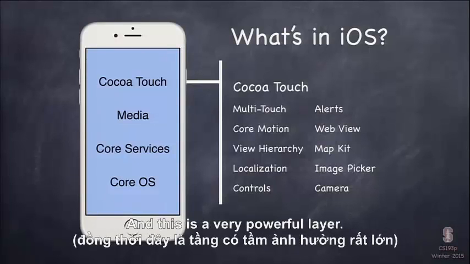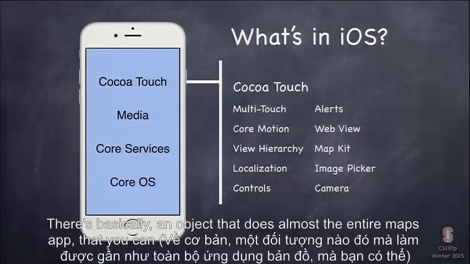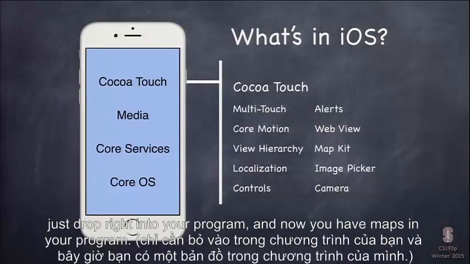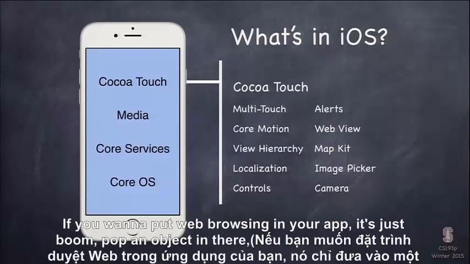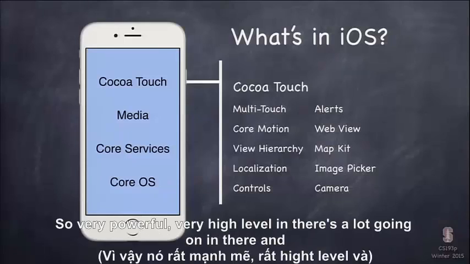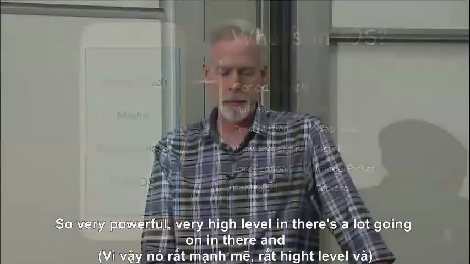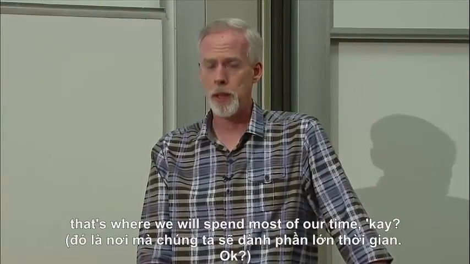And this is a very powerful layer. You've seen things like the Maps app on the phone. There's basically an object that does almost the entire Maps app that you can just drop right into your program. Now you have Maps in your program. Same thing with web browser. If you want to put web browsing in your app, just boom, pop an object in there, call a couple methods, and you're on your way. So it's very powerful, very high level, and there's a lot going on in there, and that's where we'll spend most of our time. Okay?